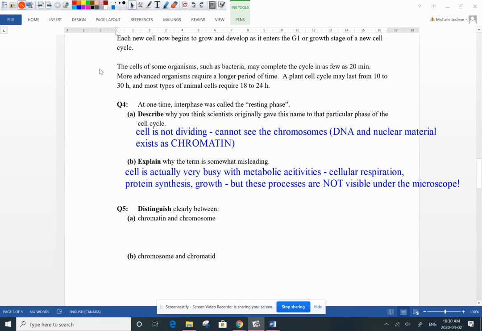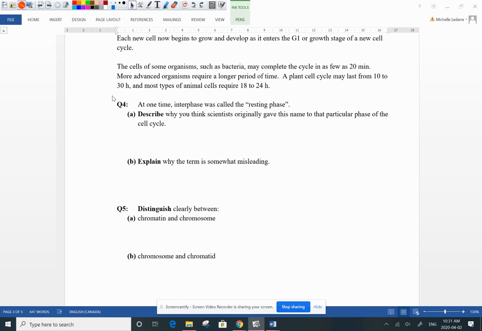But like I said, scientists used to just call this interphase a resting phase, which is not actually true. But the cell's not dividing during that time, so you can't see anything happening in the nucleus. The chromosomes aren't moving around. The DNA and the nuclear material exists as chromatin and not as chromosomes. So it's kind of a misleading term. The cell's actually very busy, but you can't see any of this happening under the microscope. There's all sorts of stuff happening like cell respiration, protein synthesis, growth, but you can't see that at all. And so they used to call it a resting phase, which is not accurate at all.